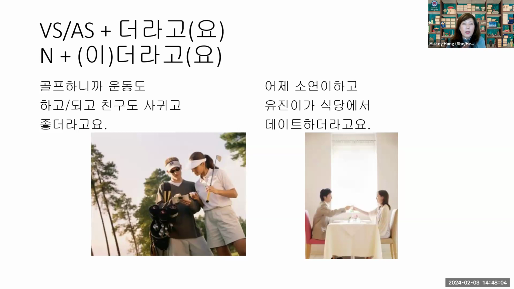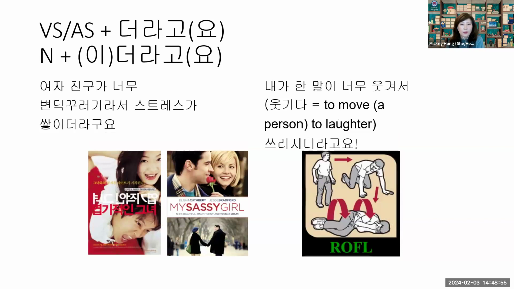This is partly to be convincing. Or you're trying to be persuasive that you experienced this yourself and realized this yourself. 골프 하니까 운동도 하고 운동도 되고 친구도 사귀고 좋더라고요. So when I play golf, I find that it's good exercise and I make friends, and I'm telling you, it's nice. 어제 소연이하고 유진이가 식당에서 데이트하더라고요. I'm telling you, Soyeon and Yujin were on a date at the restaurant. Okay, that's what you discovered. That's what they were doing.